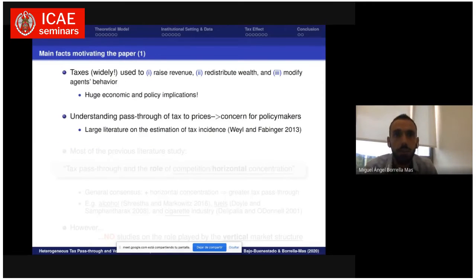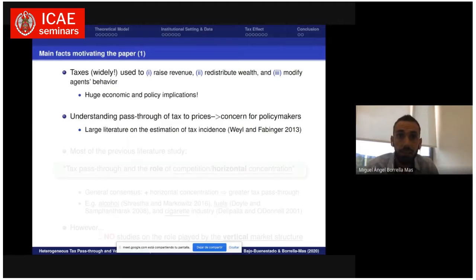So taxes are widely used to raise revenue for necessary government functions, such as to redistribute wealth or modify agents' decisions by affecting prices. They are particularly favored when governments aim to reduce the consumption of goods that exert negative externalities, like climate change, traffic congestion or healthcare costs. So understanding the pass-through of taxes to prices has become a central concern for policymakers, given the wide-ranging economic implications of these fundamental goals of taxation. And this concern has resulted in a growing literature on the estimation of the incidence of taxes in different contexts.